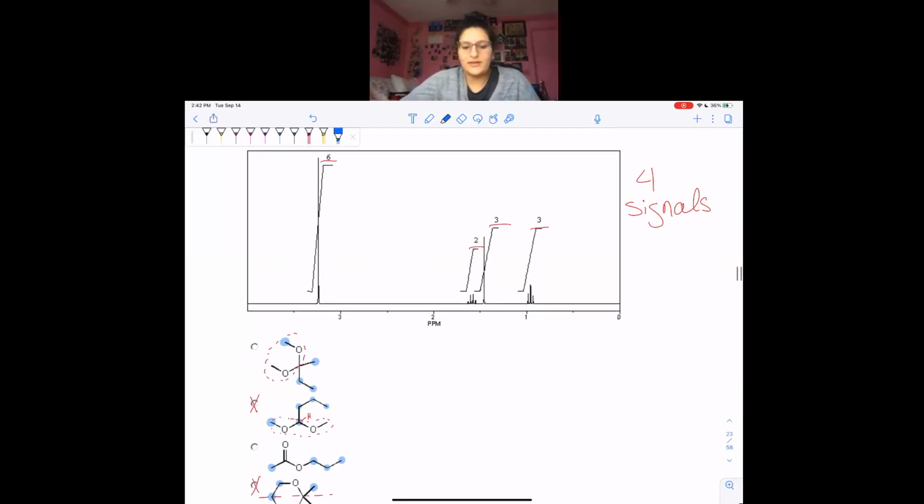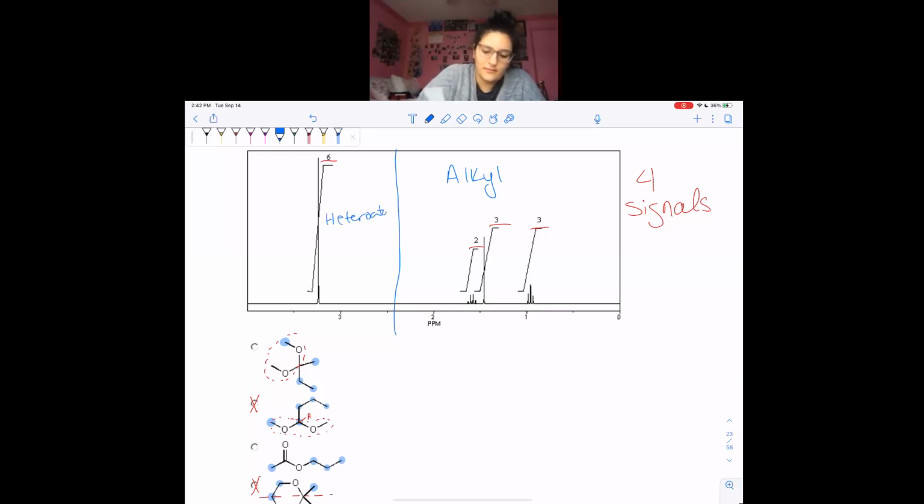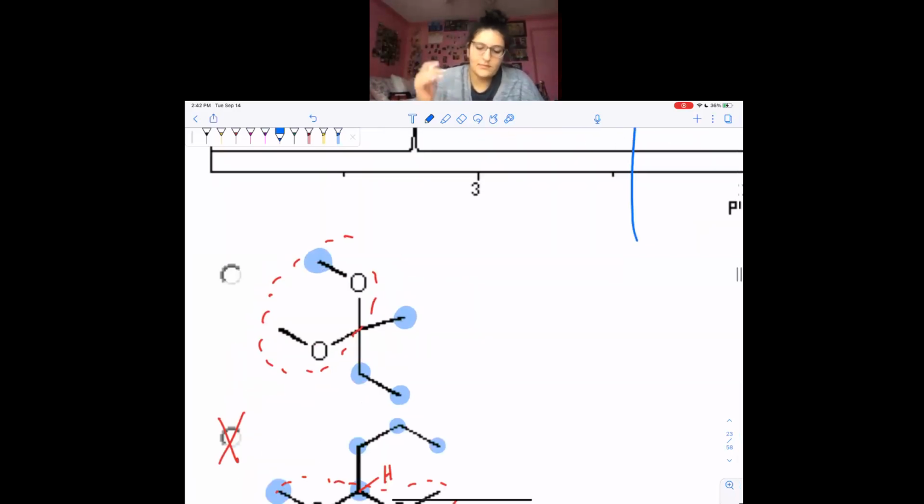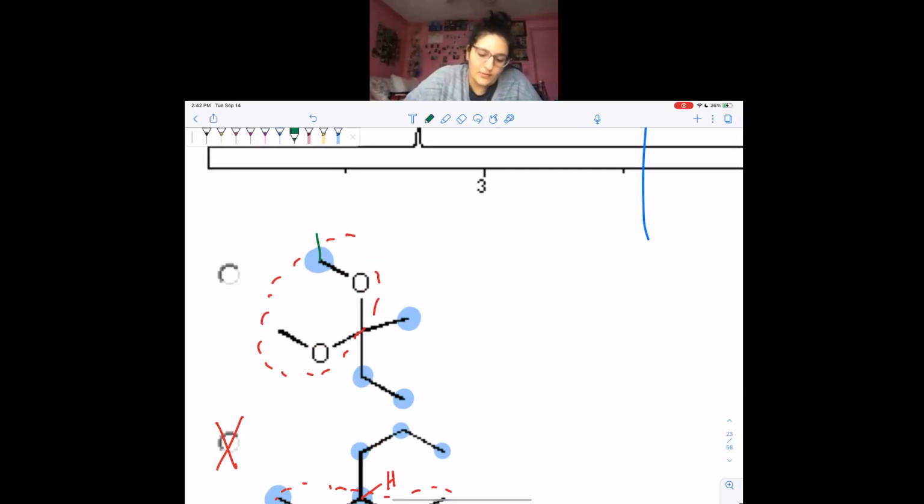The next thing I would do when I look at this is, 1, I can see that this is the alkyl region, and this is the heteroatom region. And the next thing I see is that this has an integration of 6. So we're looking for a signal that has an integration of 6 and is in the heteroatom region. So here we have 1, 2, 3, 4, 5, 6 of these green hydrogens in the heteroatom region. Yes, because they are attached to a carbon that's attached to an oxygen. So this one could be it.